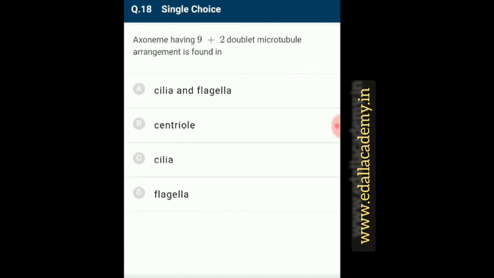Axoneme having 9 plus 2 doublet microtubule arrangement is found in? Cilia and flagella are extensions that arise from the cell membrane. Flagella are longer than cilia. Both structures are responsible for cell motility. The microscopic features of these two structures are also very similar. The central core is known as the axoneme. These show 9 pairs of microtubules arranged peripherally, and one pair of microtubules is also seen in the center. This is the 9 plus 2 arrangement. The central tubules are connected to some peripheral tubules by means of a sheath. So the answer is option A, cilia and flagella.